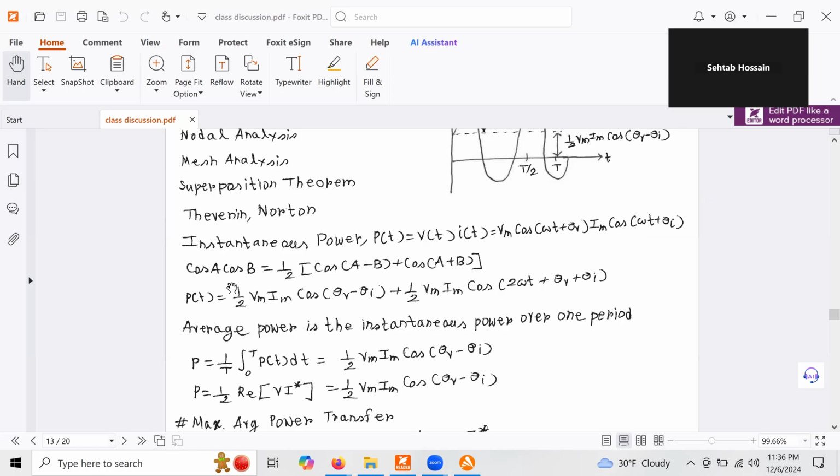So we apply the P equals VI formula over here, but we have cos terms. And if we apply the trig formula for cos A cos B, then it is just like this. So we apply this trig formula over here, and it becomes just like this.